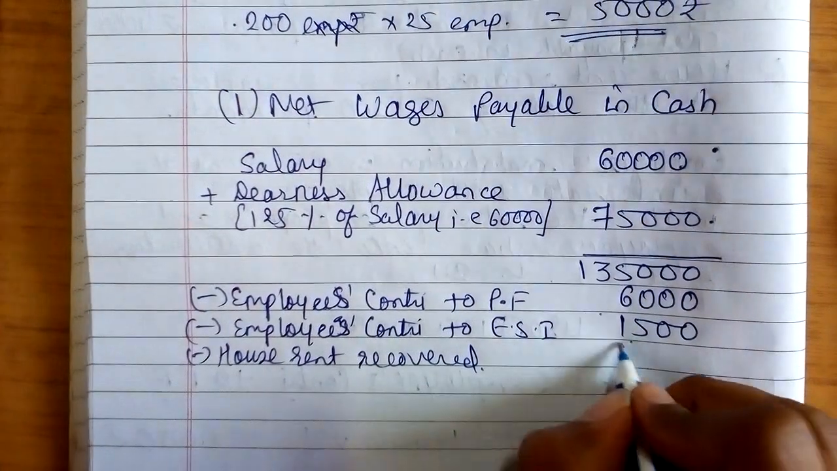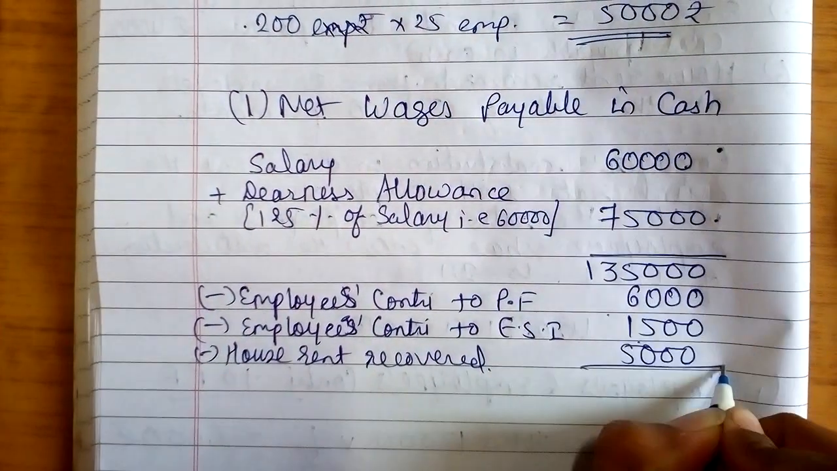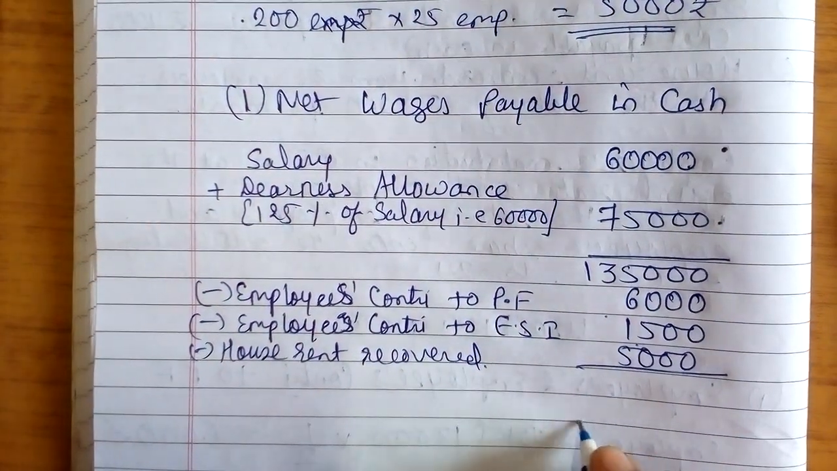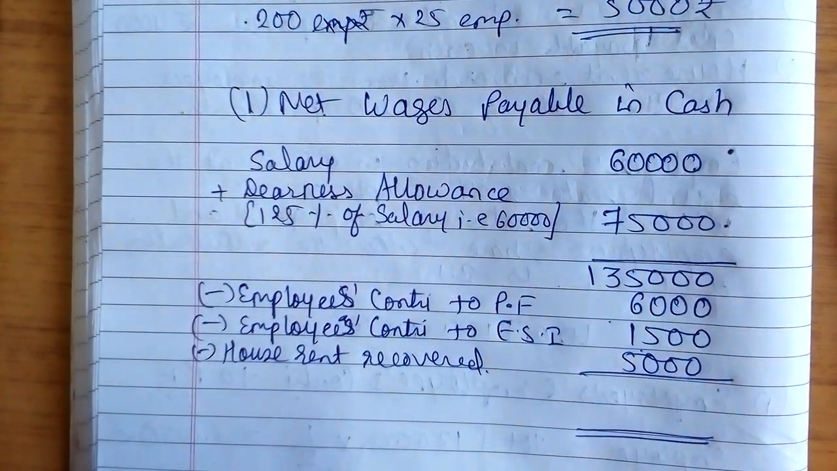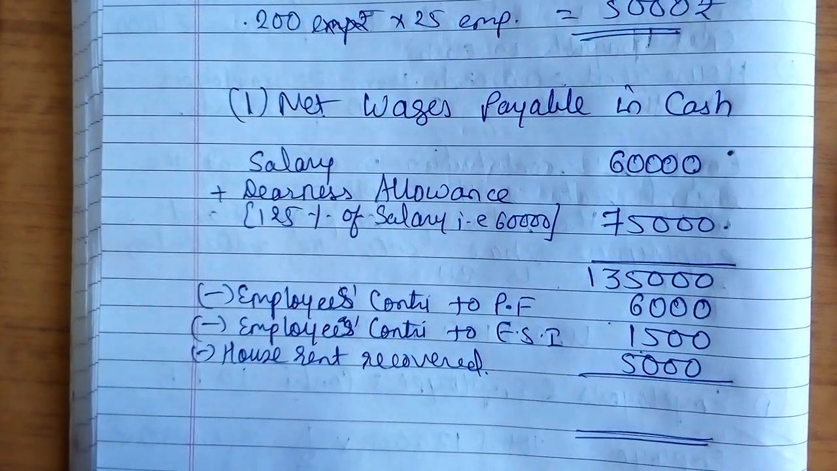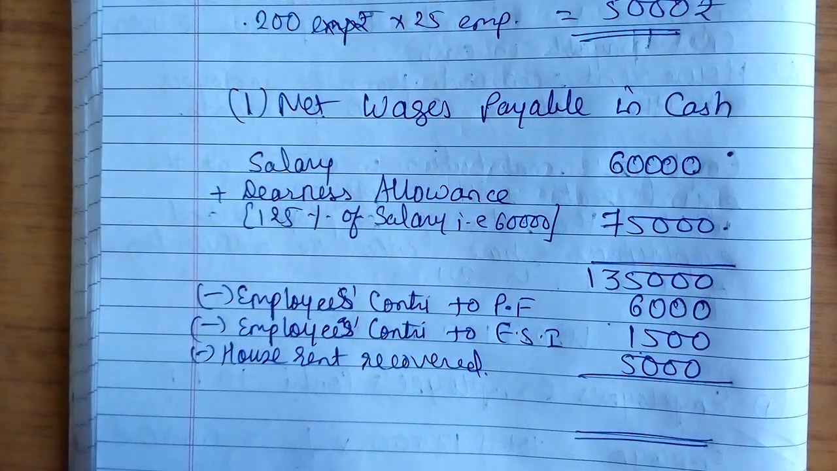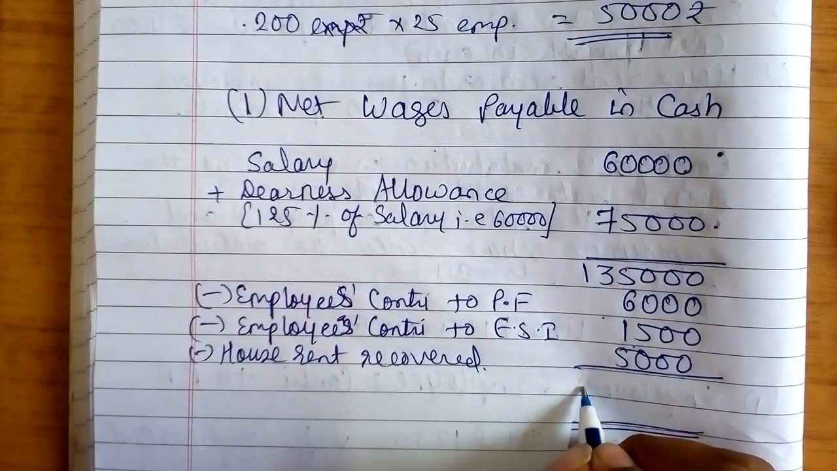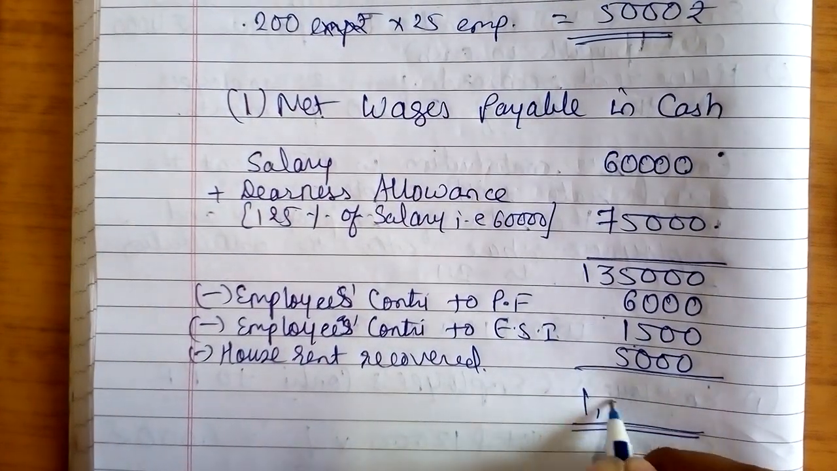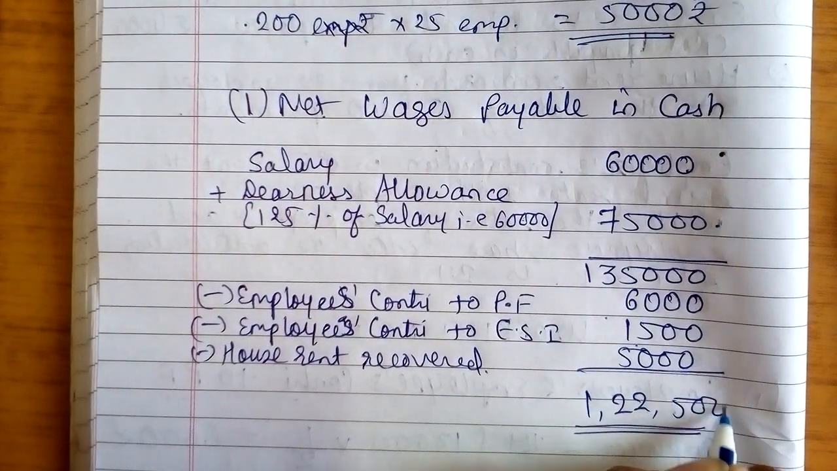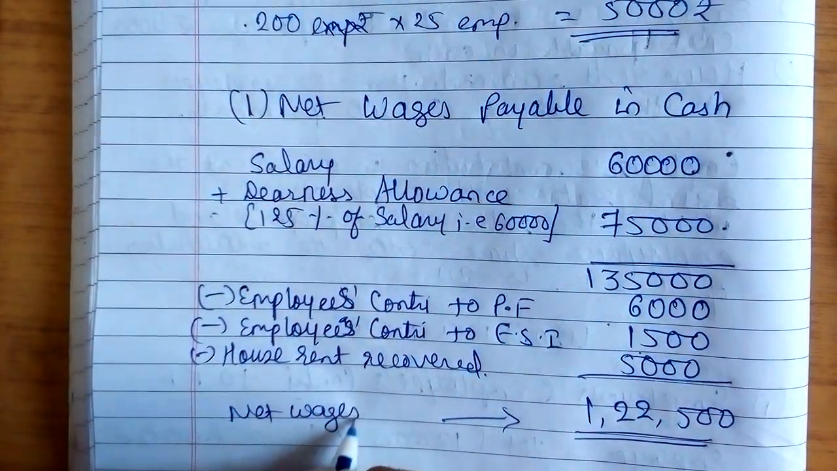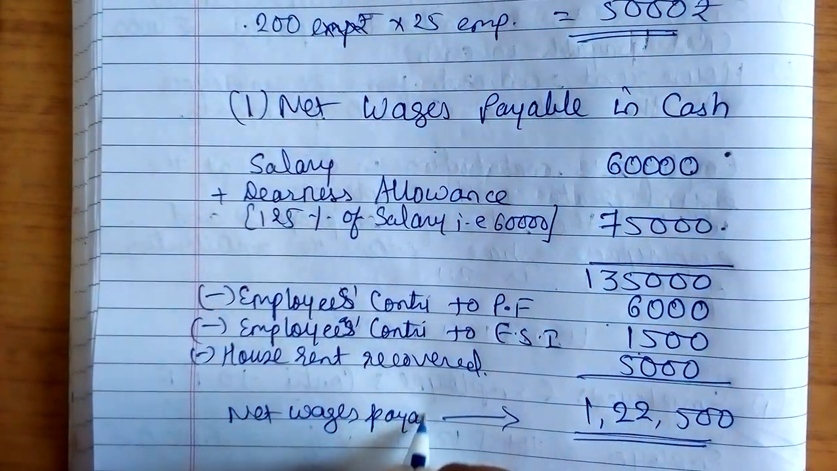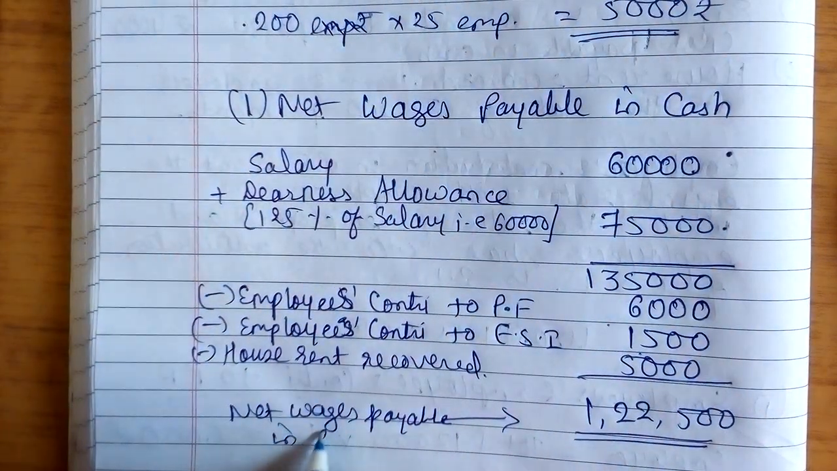So that amount is also going to be recovered from the amount payable to the workers, right? So finally, 1,35,000 minus 6,000 minus 1,500 minus 5,000. So that will be 1,22,500. This is called net wages payable in cash.